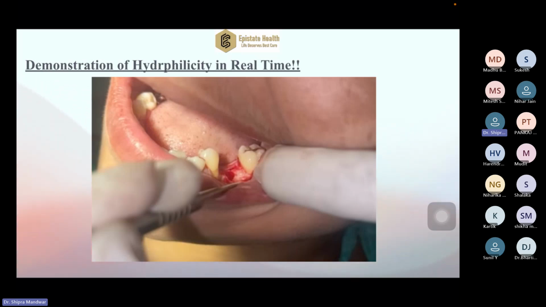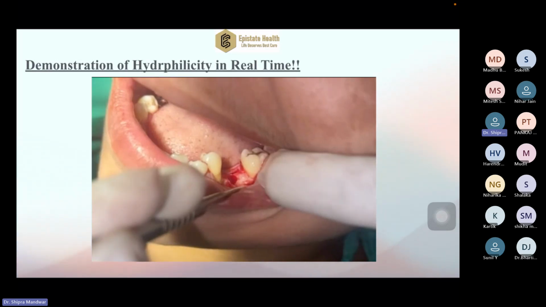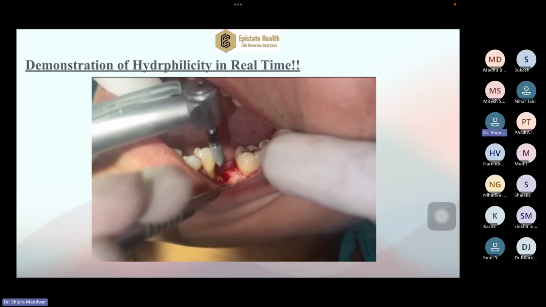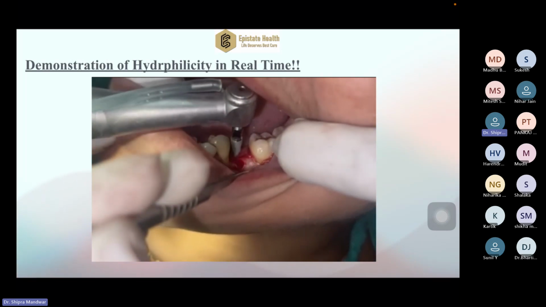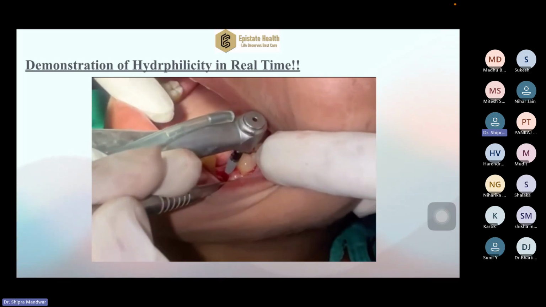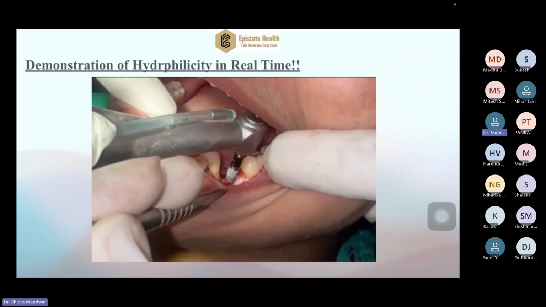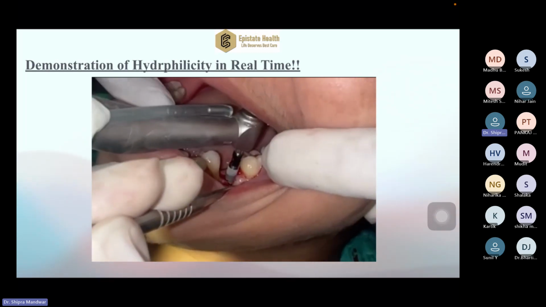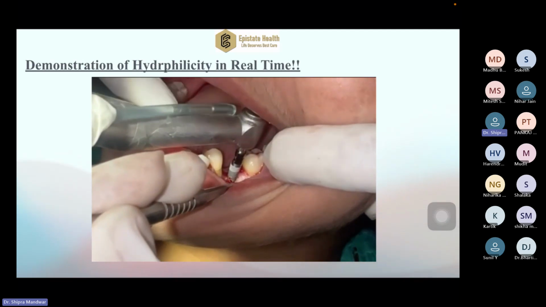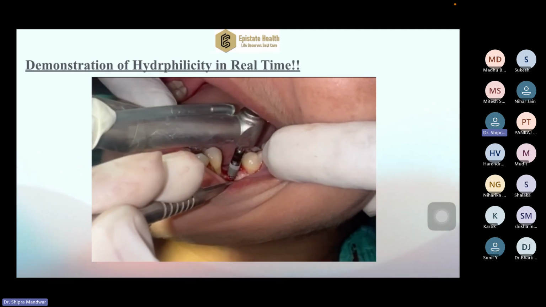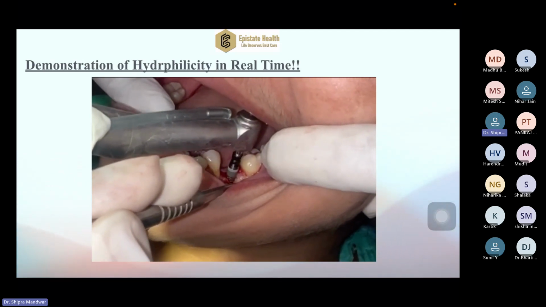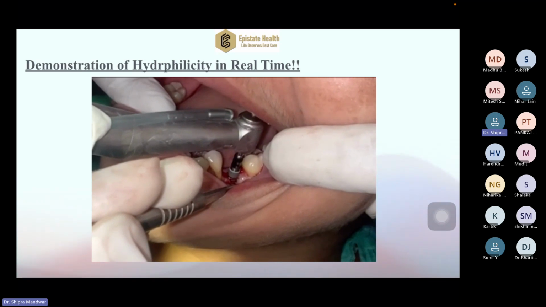I would like to show you how hydrophilicity looks in real time. How does the blood climb over the implant when there's hydrophilicity? This implant was plasma exposed before placing it into the oral cavity. As soon as the implant touches the osteotomy site, the whole implant becomes wet. The blood climbs over it. The blood is climbing, and this shows the magnificent role of plasma on implants.